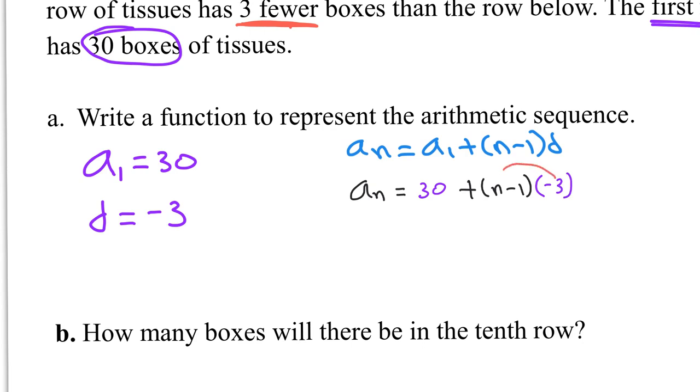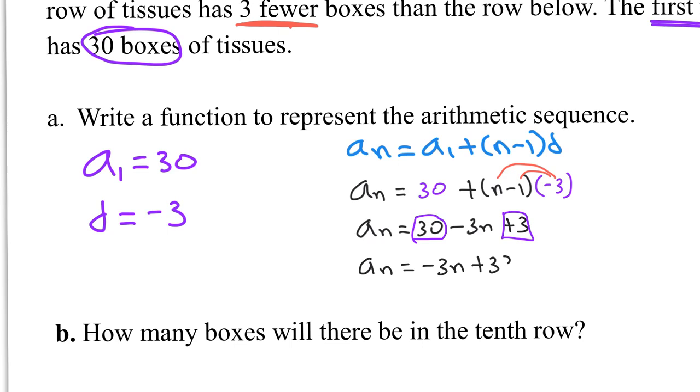I'm going to simplify, so I'm going to distribute here. So a sub n equals 30. You guys multiply the -3 times the positive n. That's going to be -3n. You guys multiply -3 times -1. That's going to be a +3. So a sub n equals 30. Oops, sorry. Let's go ahead and combine like terms. I forgot. 30 and +3. But you always start with the variable. So we have -3n plus 33.